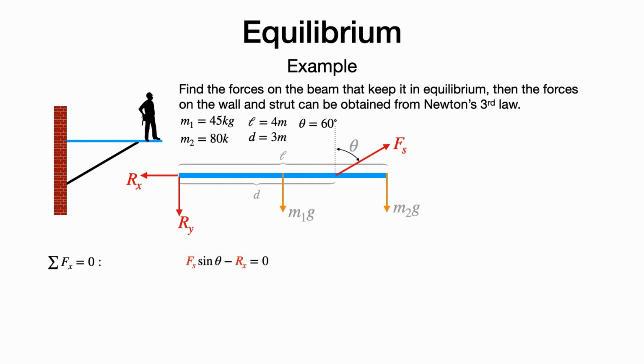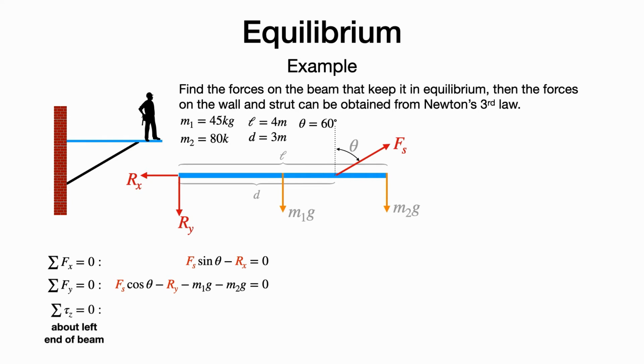So, in the positive x direction, we have the force from the strut. The x component is Fs sine of the angle theta, and acting in the minus x direction is r sub x, and those two sum to 0. We next consider the sum of all the forces in the y direction. Again, the strut has a force acting up. Its y component is Fs cosine theta. Then acting down are the reaction force, r sub y, and the weight of the beam and the weight of the person standing on the beam. These all add to 0.